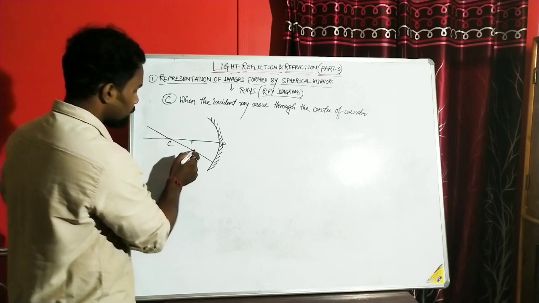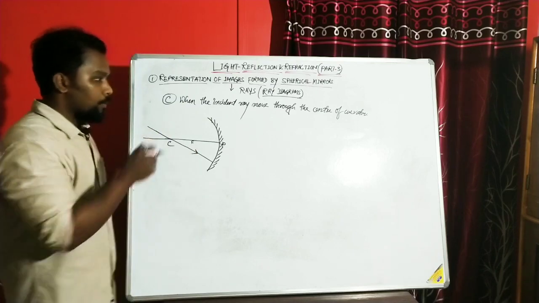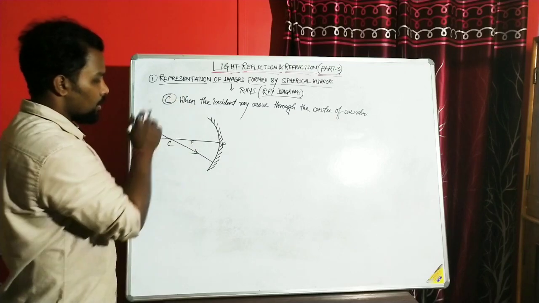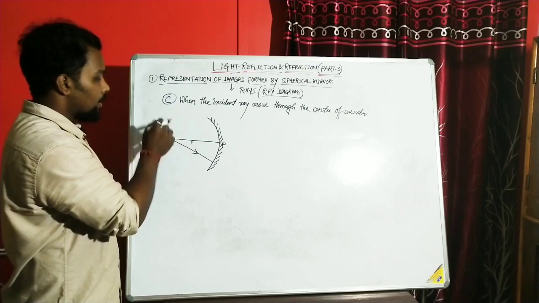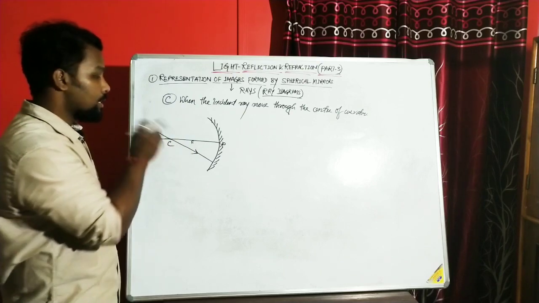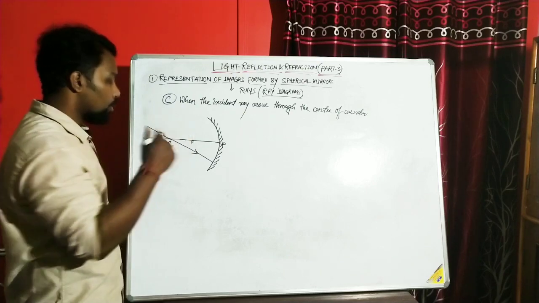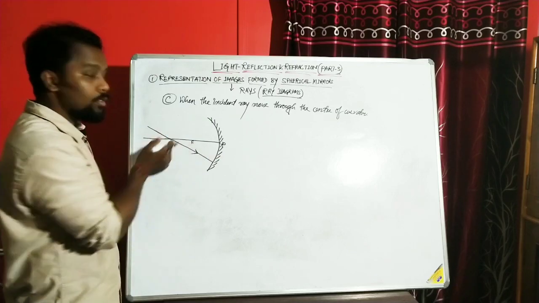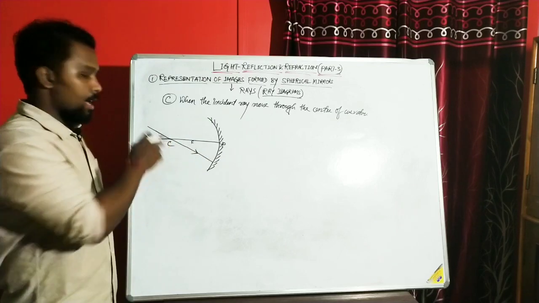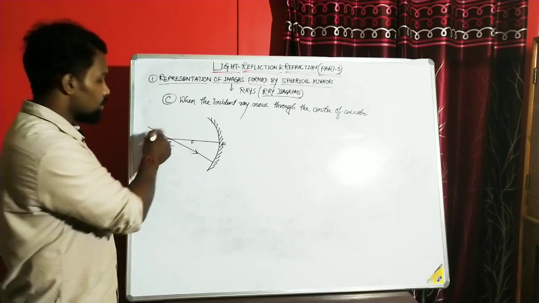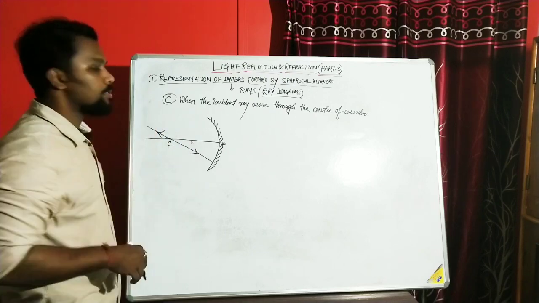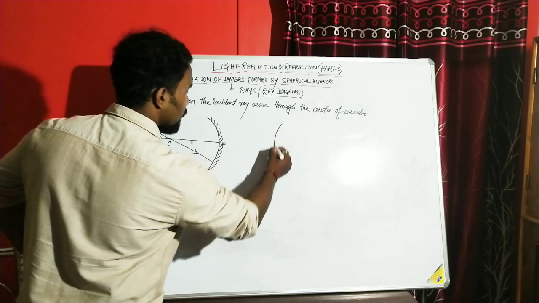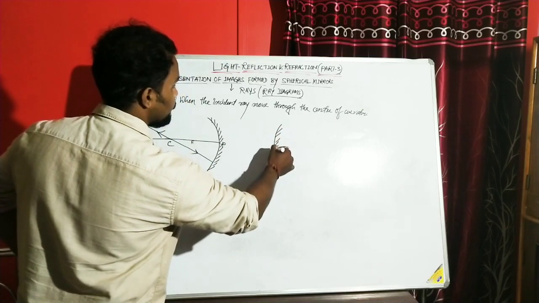Okay, this is the incident ray, but in this case the incident ray and the reflected ray will be on the same line. We will discuss why it is happening. That means we are going to have the reflected ray in the same line as the incident ray. That means the reflected ray will be like this. Understood?